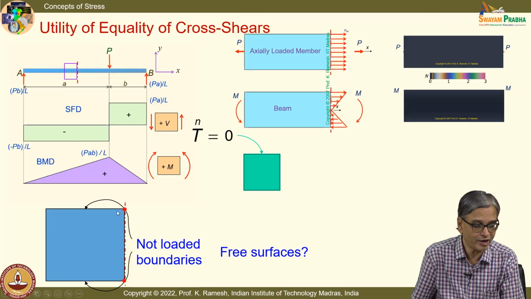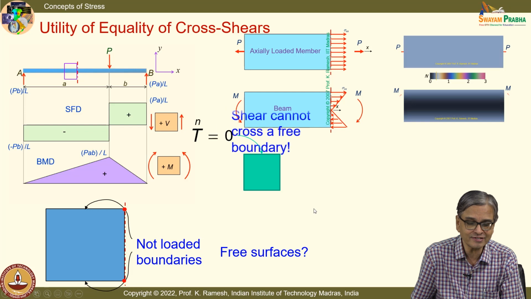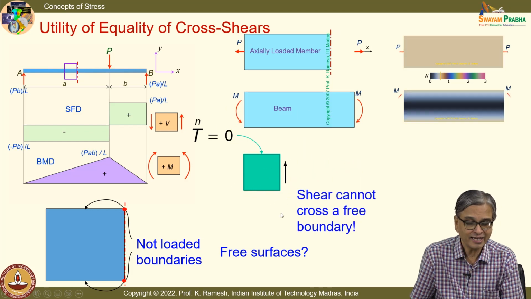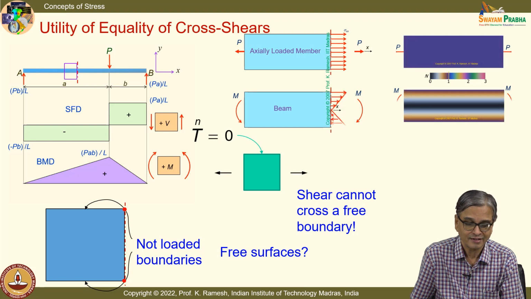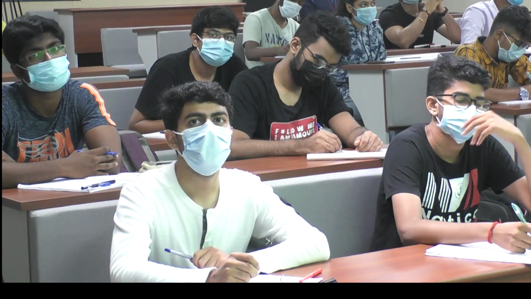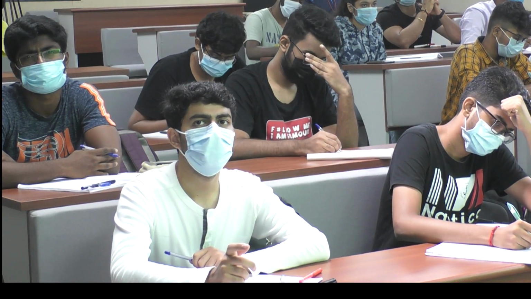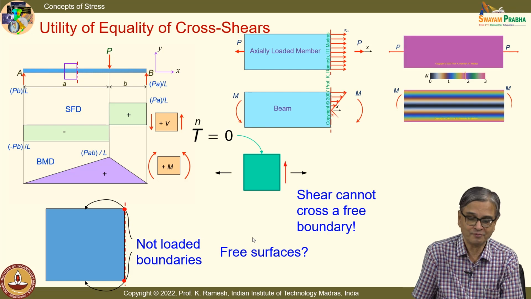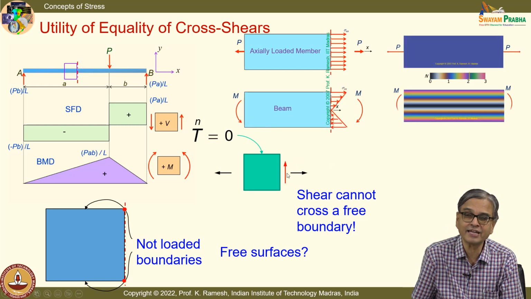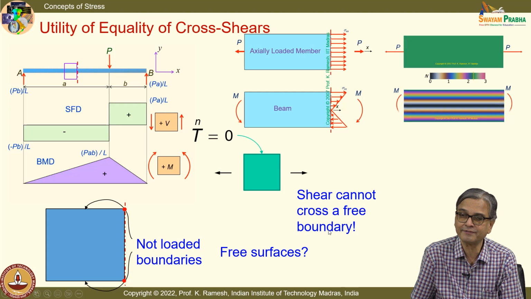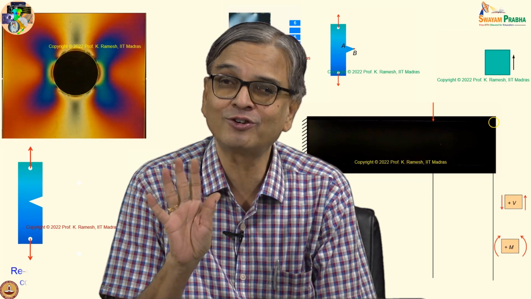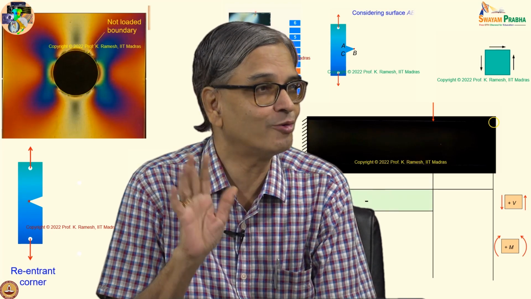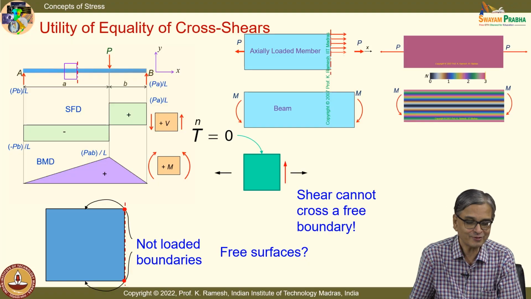When I come to this point, can I have the stress in the plane perpendicular to it? Can I have a stress component like this? Can I have or not? See, what is shown here, what is blinking, is shear cannot cross a free boundary. It's a very famous axiom which you can use to find out and simplify many of your boundary conditions.